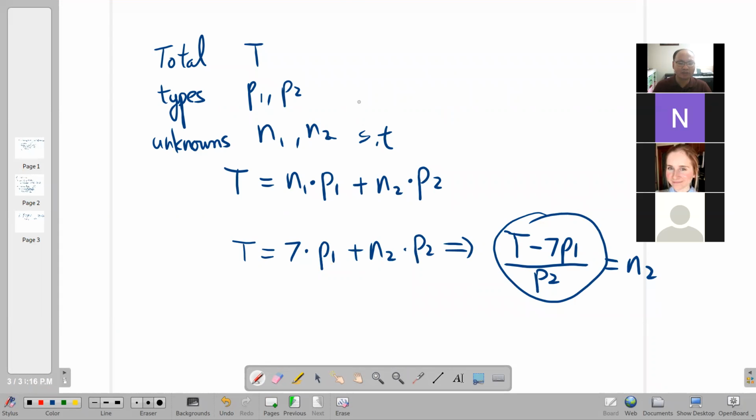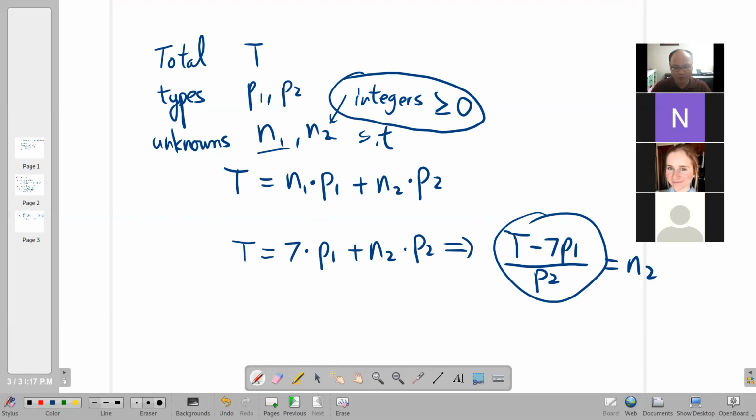The other thing is, these two have to be integers, but not just any integers, they must be greater than or equal to 0. You cannot sell a negative number of stuff. And that's why this problem is a little bit trickier than it looks, because of this constraint. If you didn't have these constraints, you'd have an infinite number of solutions. You can pick pretty much any N1 you want, solve for N2, and it will almost always work, provided T2 is not 0.